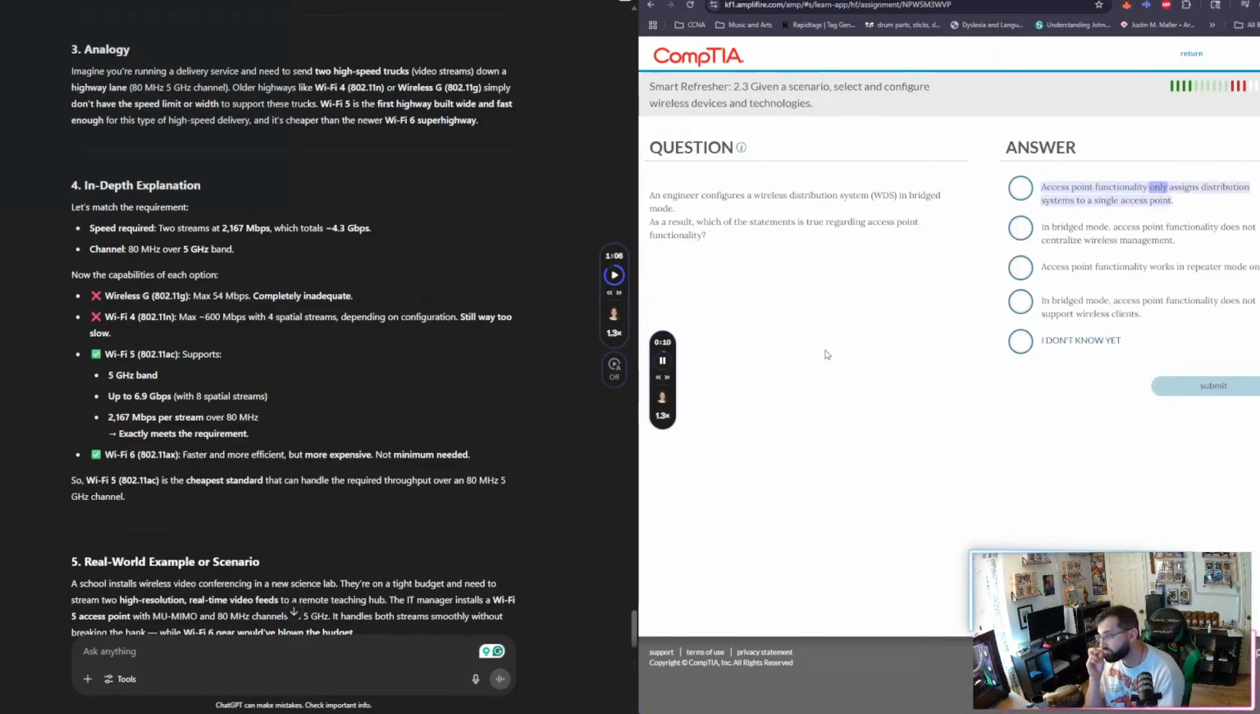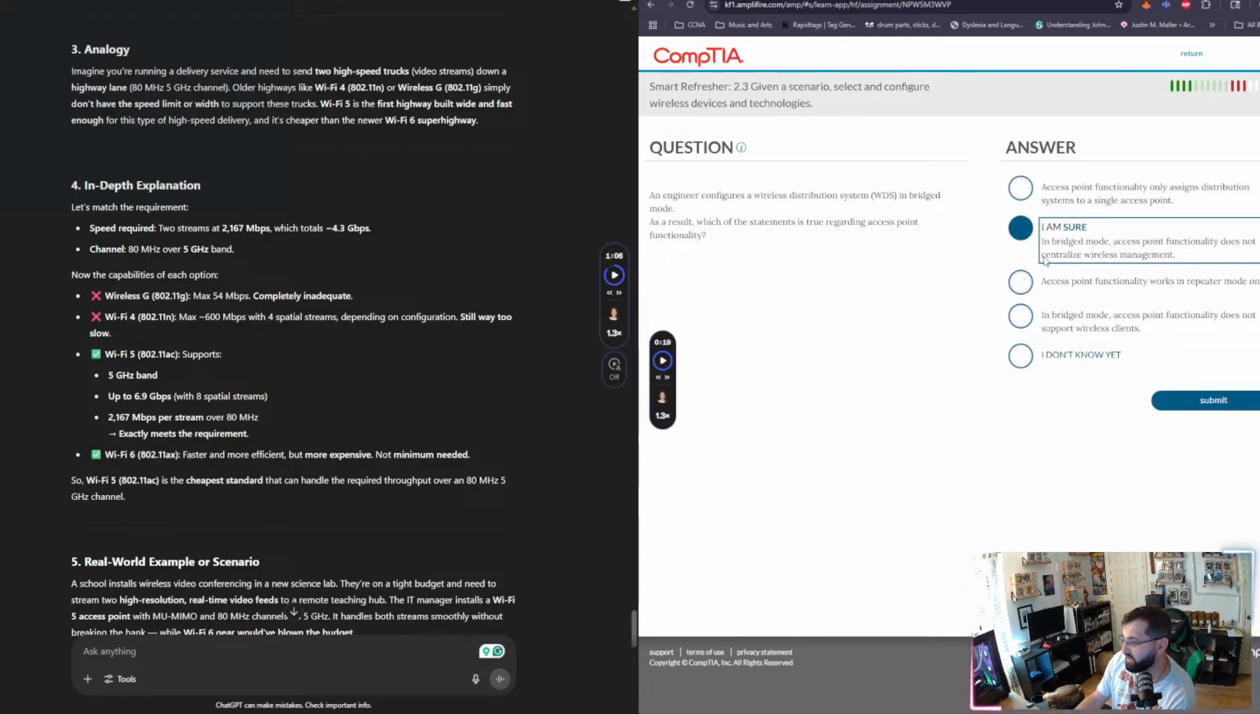Access point functionality only assigns distribution systems to a single access point. In bridged mode, access point functionality does not centralize wireless management. Access point functionality works in repeater mode only. In bridged mode, access point functionality does not support wireless clients. Okay, that one's false. In bridge mode, access point functionality does not centralize wireless management. I think it's that, because I think what it means by centralize is that there's not a mother hub. Access point functionality only assigns distribution systems to a single access point. Nope, I'm wrong.